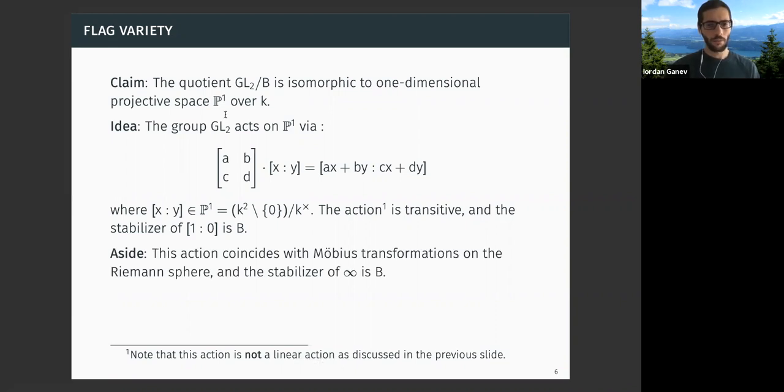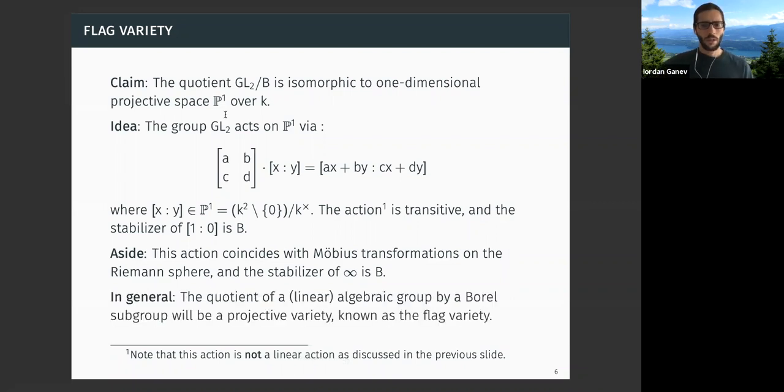And you may have seen this action in the context of Mobius transformations on the Riemann sphere. And in that formulation, the stabilizer of infinity is B. So if you've seen that, you can relate it. If not, then it's not important.